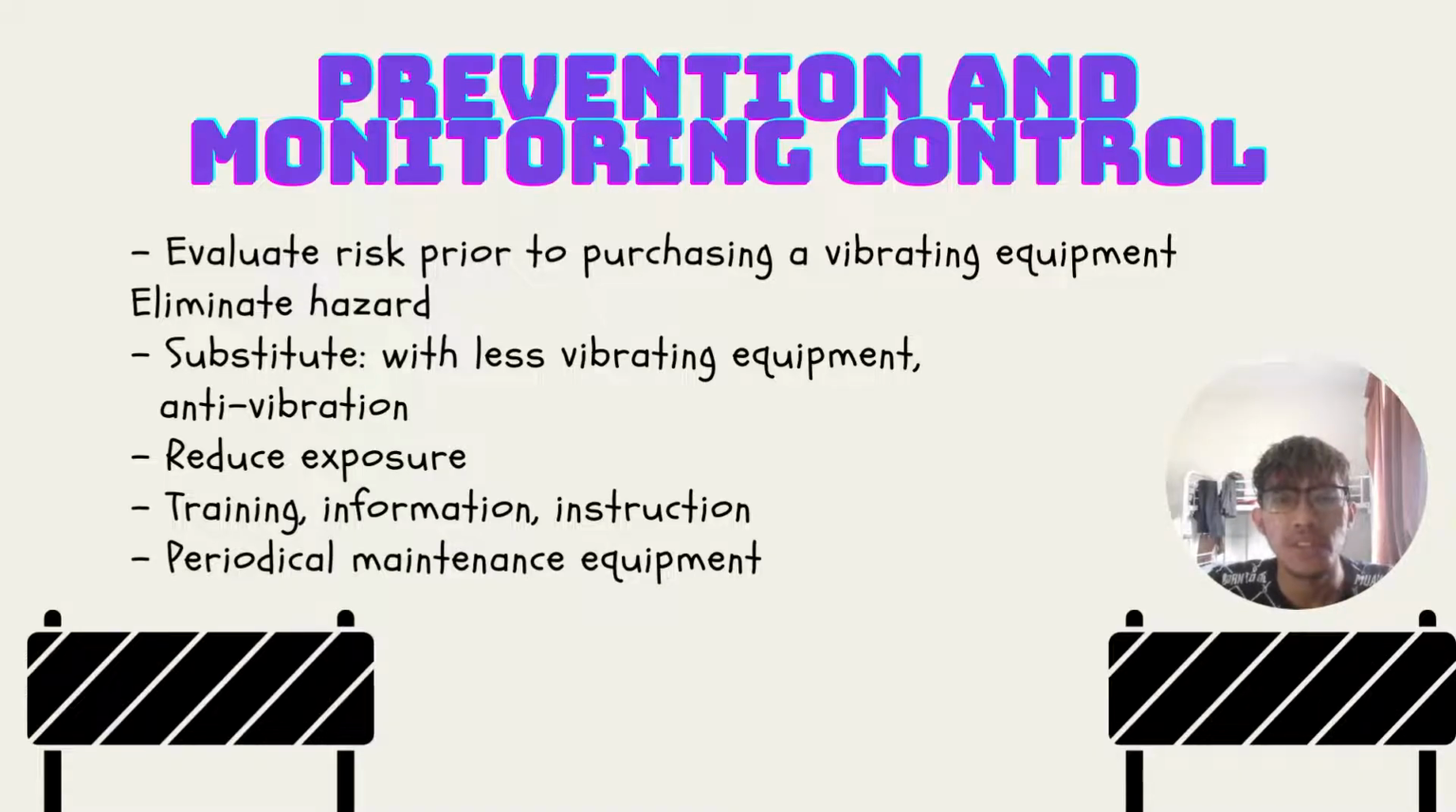The last one is prevention and monitoring control. First, evaluate risk prior to purchasing vibrating equipment, eliminate the hazard. Next, substitute with less vibrating, anti-vibration equipment. Next, reduce exposure. Next, training, information, instruction, and lastly, critical maintenance of equipment.